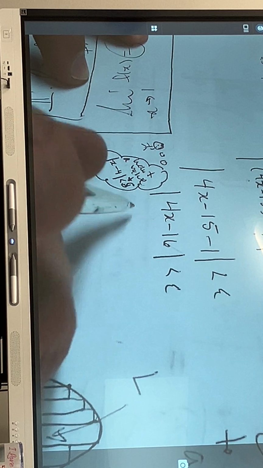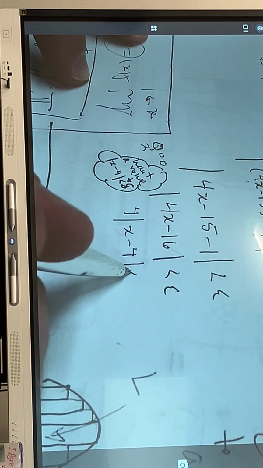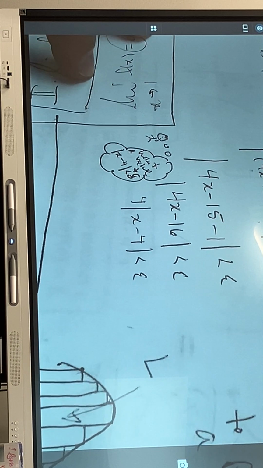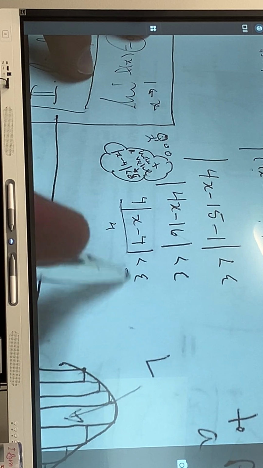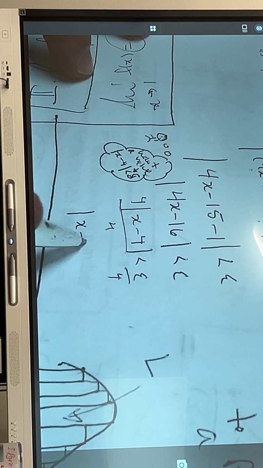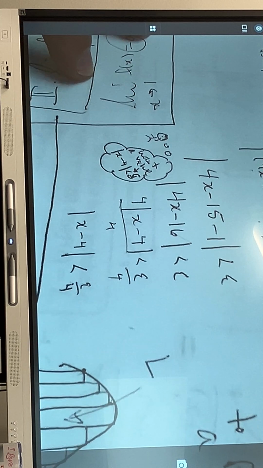Because here we can factor out a 4. 4 can come out of absolute values, no problem. We can divide by 4 right here. So it goes: absolute value of x minus 4 needs to be less than epsilon over 4.